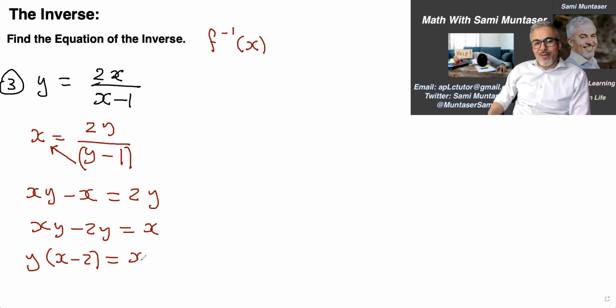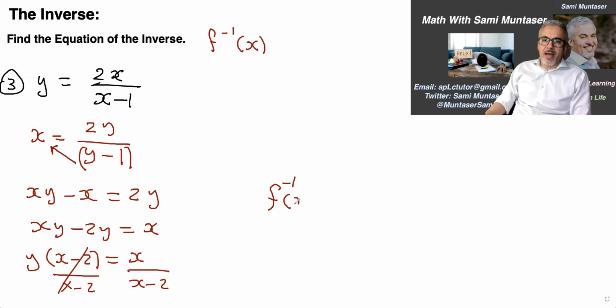See how now we have one y instead of two y's, and we divide both sides by x minus 2. That's gone. And then y equals x over x minus 2. And again, we represent the inverse as f to the negative 1 of x equals x over x minus 2. Okay.